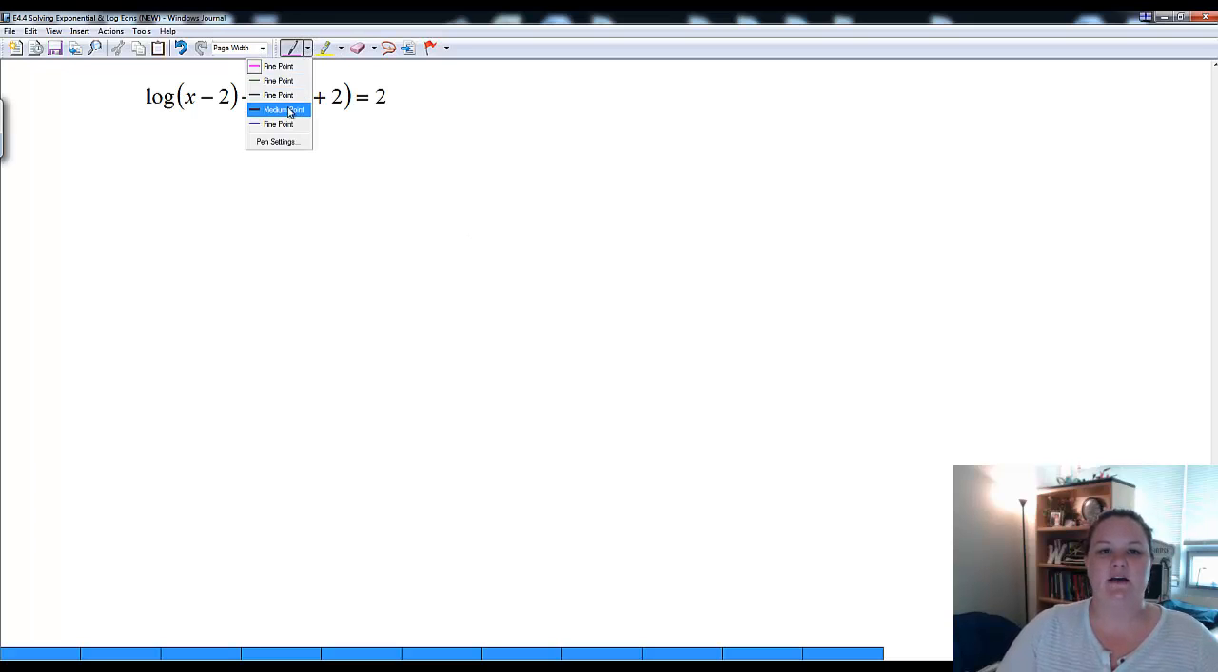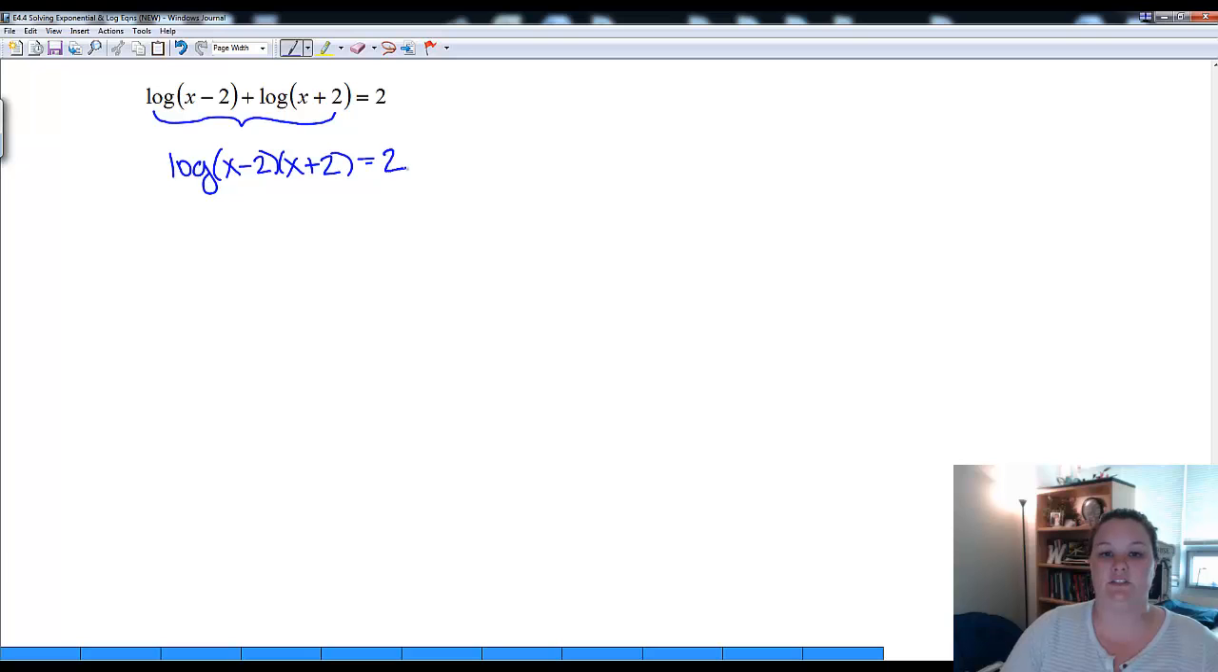Same idea. Every single term is not a log term, so I'm not going to be able to just drop my logs. So I'm going to condense and then use the exponential base to get rid of the log. So when I condense these, because it's an addition, it condenses into multiplication. So I'm going to write this as log of x minus 2 times x plus 2.